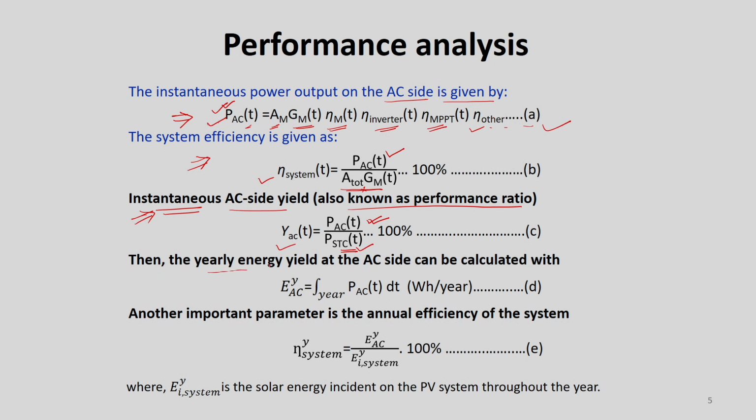Then the yearly energy yield at the AC side can be calculated. If we integrate over the year, then what we will get is the yearly energy yield. And also we need to know one important parameter, annual efficiency of the system. This can be represented by this equation: ESUY, that is annual energy yield, to the solar energy incident on the PV system throughout the year. This is nothing but the solar energy incident on the PV system throughout the year.